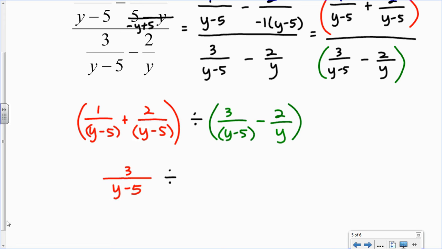All right, what's the LCD for the denominator part? y and y minus 5. Okay, so this 3 over y minus 5 is missing what? The y. This 2 over y is missing the y minus 5.